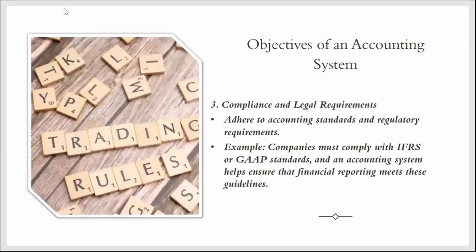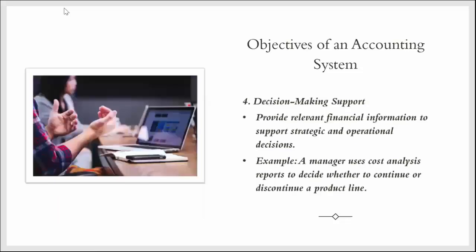3. Compliance and legal requirements. Adhere to accounting standards and regulatory requirements. Example, companies must comply with IFRS or GAAP standards, and an accounting system helps ensure that financial reporting meets these guidelines. 4. Decision-making support. Provide relevant financial information to support strategic and operational decisions. Example, a manager uses cost analysis reports to decide whether to continue or discontinue a product line.